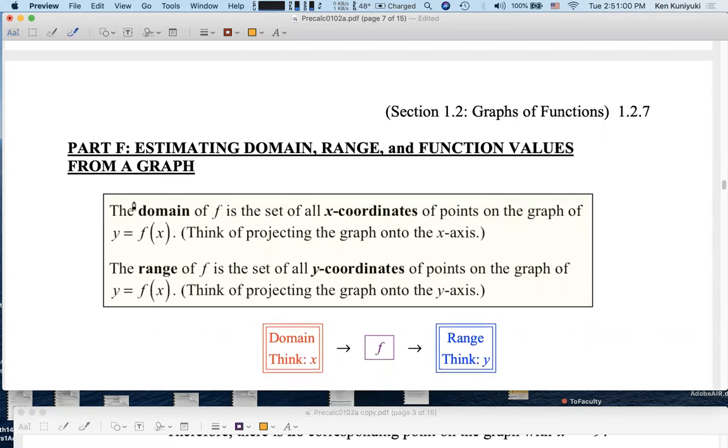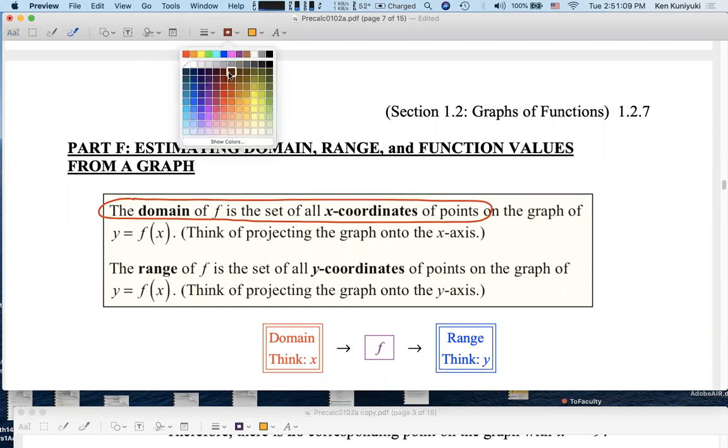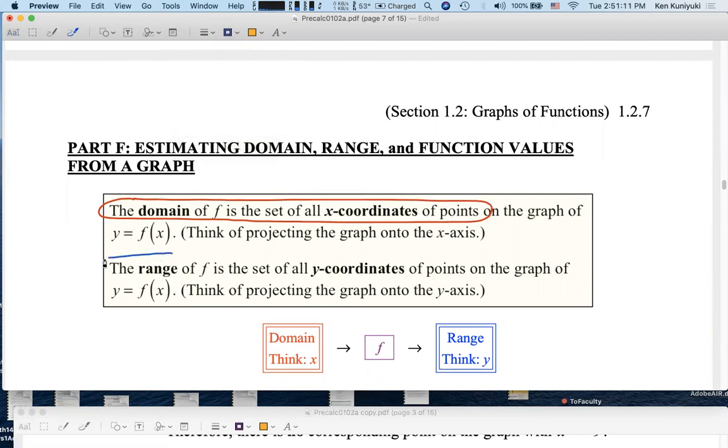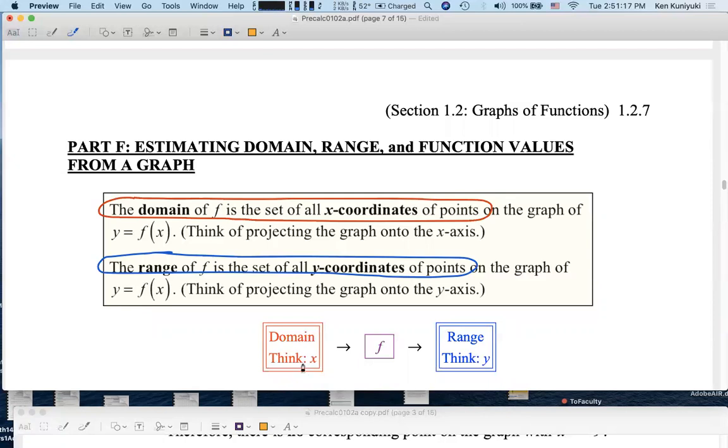Remember that the domain of f in the usual setup is the set of all x-coordinates of points we pick up on the graph. The range of the function is the set of all y-coordinates of the points we pick up on the graph. If you input x-coordinates from the domain, you press that calculator button F, the outputs are function values, y-coordinates, in the range.